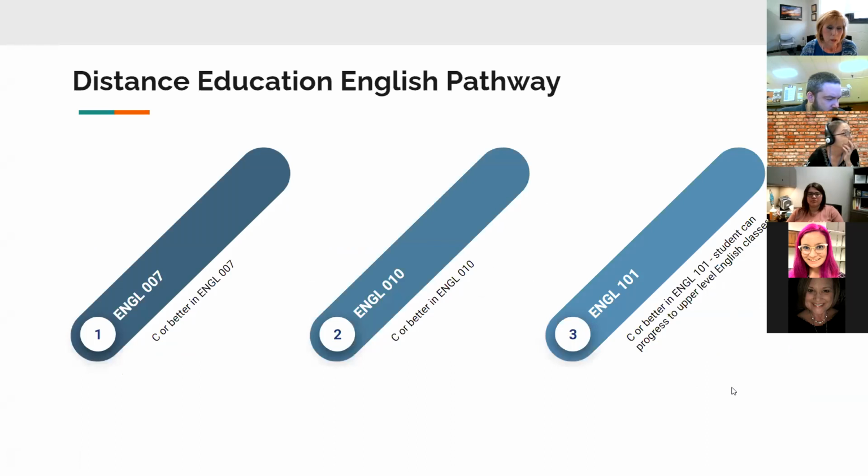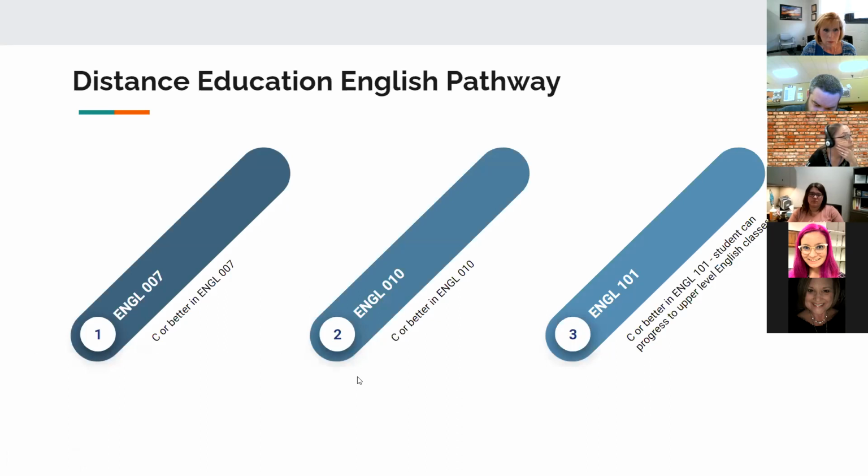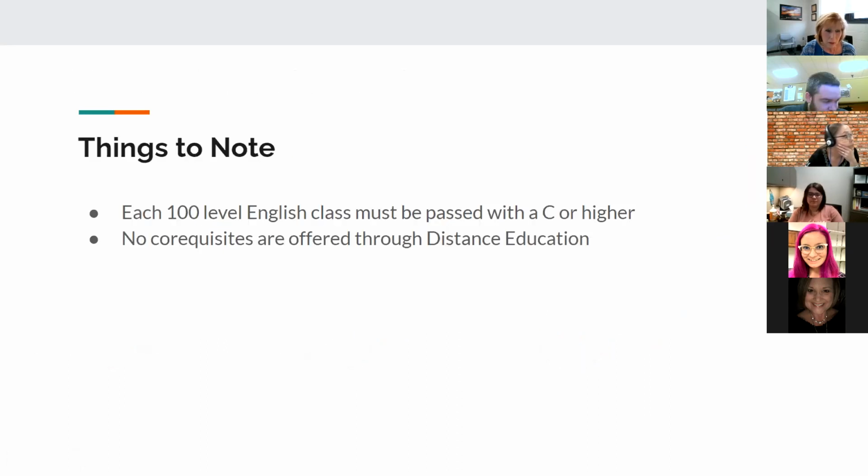Okay. The distance ed pathway is a little bit different. It's 007 and then 010 and then 101. Again, they do not have the co-requisites on the distance ed for the English pathway. So they would do 007, then 010, and then 101. That's correct. Same thing, they need a C or higher, and then they don't have the co-reqs.